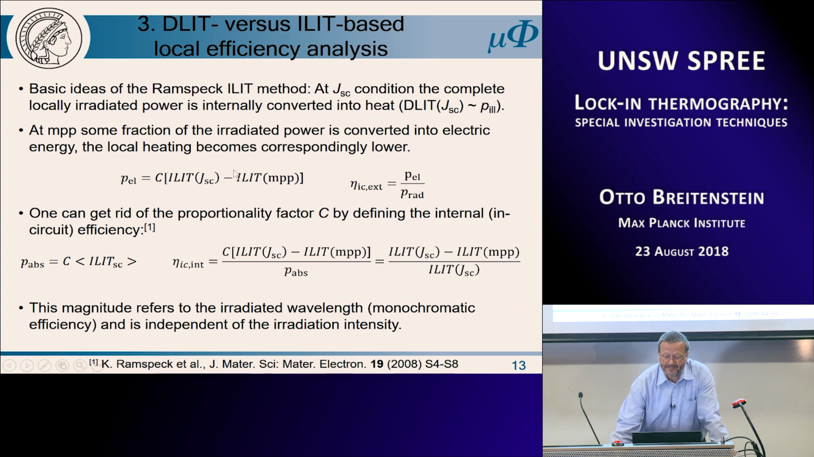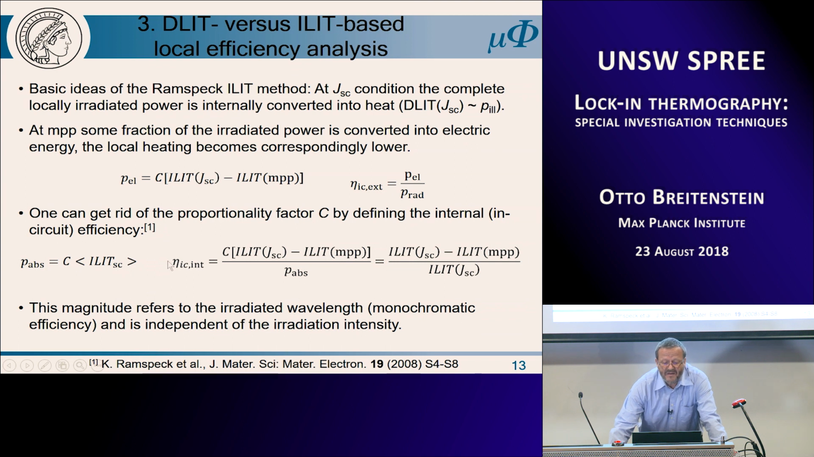That's the basic idea. And I have to explain there's a difference between external and internal efficiency. External means referred to the irradiated light, and internal means referred to the absorbed light. This is similar as for external and internal quantum efficiency. So the absorbed power density is this constant times ILIT at short circuit.